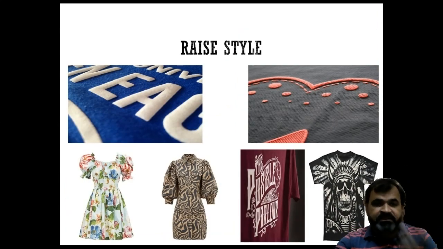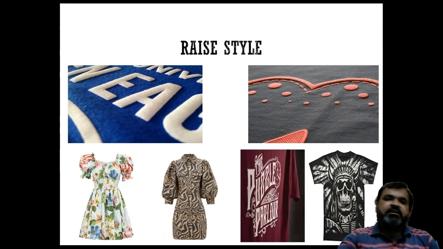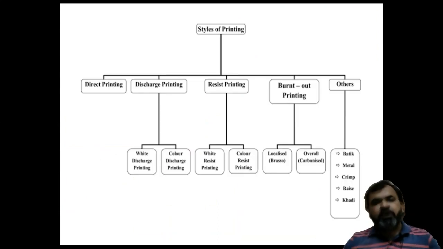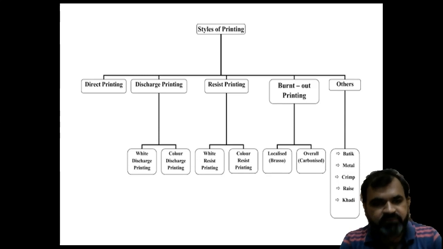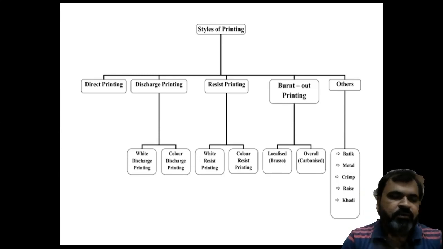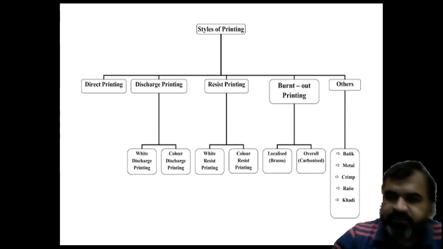That means after printing, you are raising your design at the fixation area by using specific chemicals. So ultimately, what is the printing style? You can see here. So this is the pure classification of printing style. This is a direct, discharge, white color, resist, white color, burnout, carbonize, as well as burnout, as well as brasso, and others which are batik, cream.